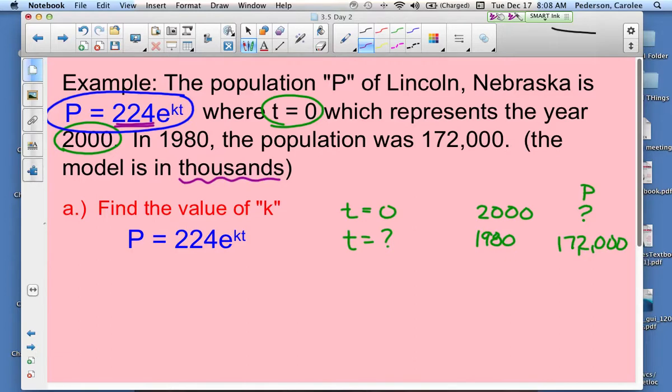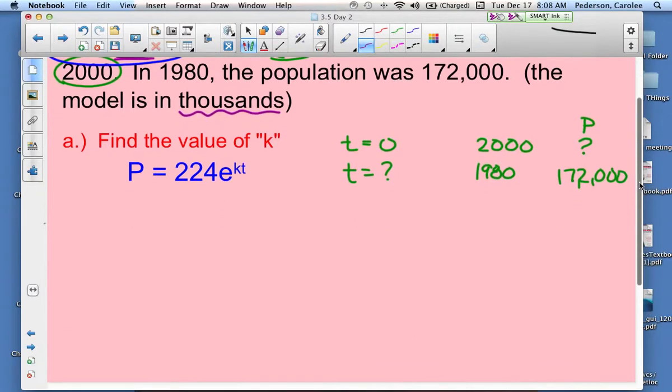So we're going to go ahead and find the value of k. What is the population increase over time, the percentage of increase over time? So I'm going to erase this question mark now and think about it: if t equals 0, that's the year 2000, but I have to go backwards 20 years. So now my time is negative 20. And I want to just use the 172 because I have to remove the thousands place. So I'm just going to work with the 172 and the negative 20, and plug it into this formula over here.